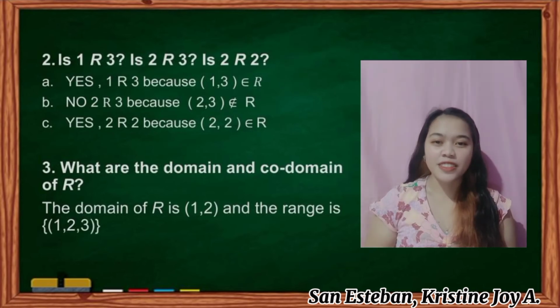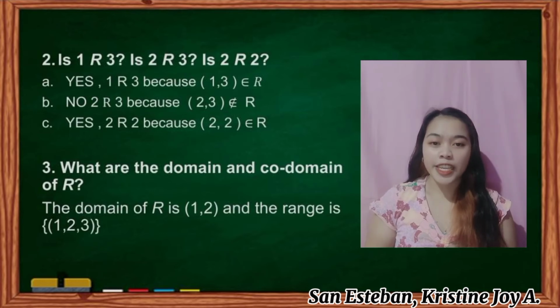Question number 2. Is 1 related to 3? Is 2 related to 3? Is 2 related to 2? We will base the answer on the answer to number 1. Is 1 related to 3? Yes, because (1, 3) is an element of relation R. Is 2 related to 3? The answer is no, because (2, 3) is not an element of relation R, since the output is negative 1/2. Next, is 2 related to 2? The answer is yes, because (2, 2) is an element of relation R.